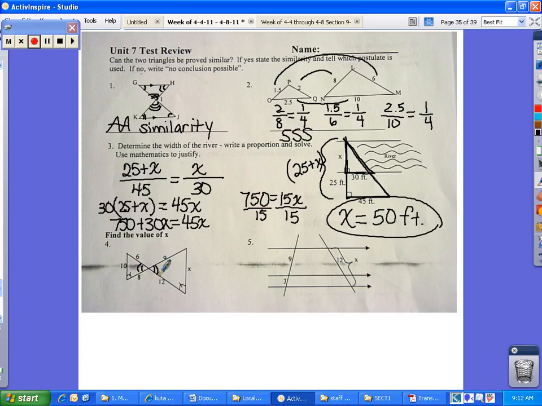All right, for number 4, you know that these triangles are similar because these angles are congruent by vertical angles, and therefore the triangles are similar. So since they're similar, you can set up a correspondence. Now, since this angle is congruent to this angle, you know that 8 and 12 are the corresponding sides. So you want to use 8 over 12 equals 10 over x. Cross multiply. You get 8x equals 120. Divide both sides by 8, and x equals 15.